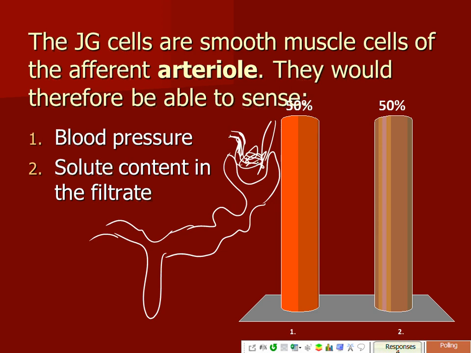When this blood gets filtered, it forms a filtrate, which you saw in the video, and that filtrate is what is passing through here. So now in the macula densa, you will be able to sense solute content in the filtrate, because you don't have blood actually going here. The filtrate is plasma minus the cells and proteins. Got that? Okay, so that's how you're going to remember.